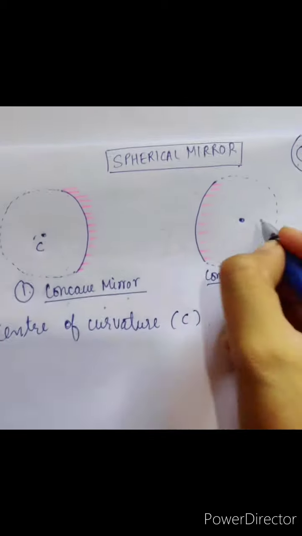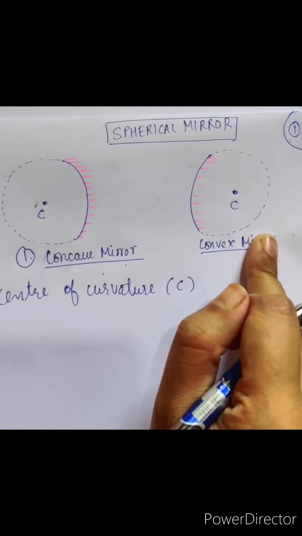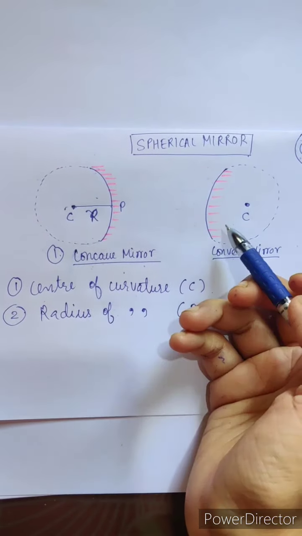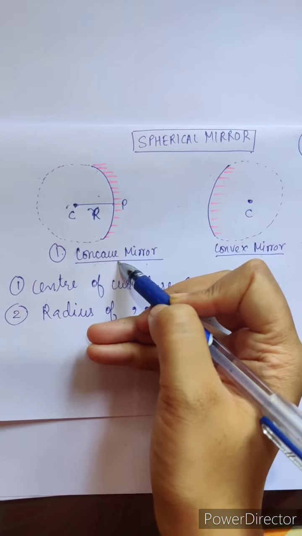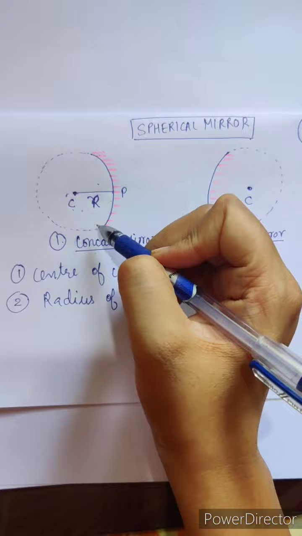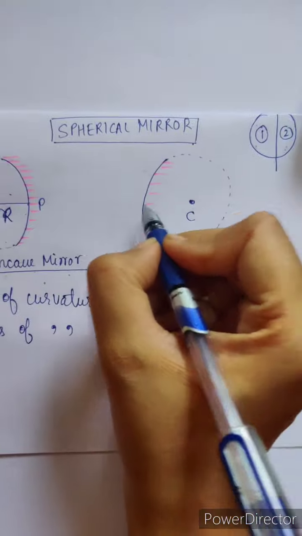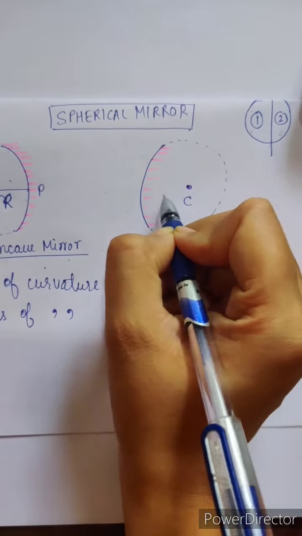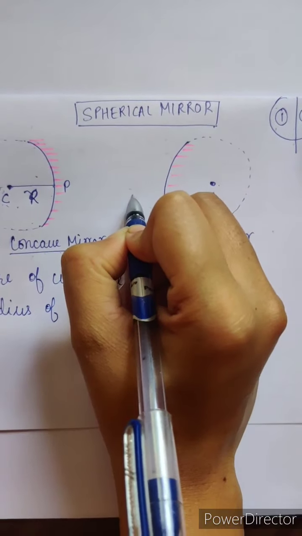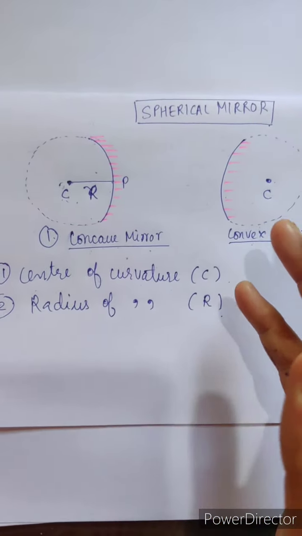Okay, so this is C, the center of curvature, in both the concave as well as the convex mirror. You can notice one difference in the center of curvature of concave and convex mirrors. In the case of a concave mirror, the center of curvature lies in front of the mirror. This is the reflecting surface and it is lying in front of the mirror. While in the case of a convex mirror, this is the reflecting surface, and the center of curvature is present at the back side of the mirror. It is not present in the front side of the mirror. So this is the difference between the center of curvature of concave and convex mirrors.